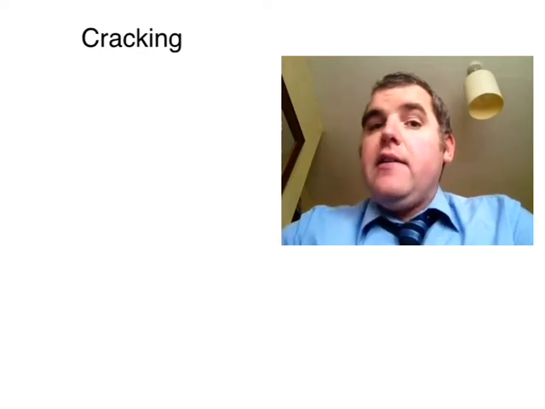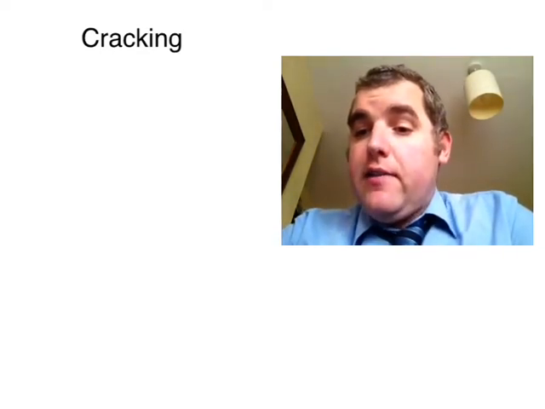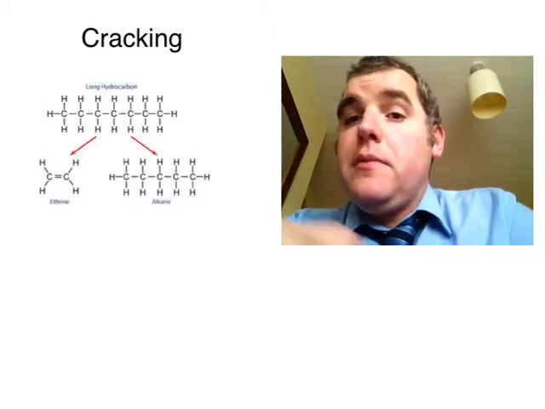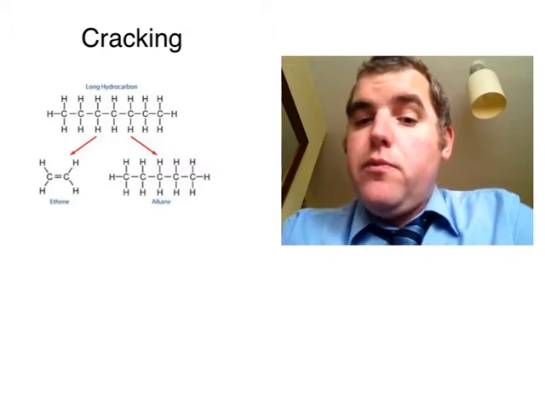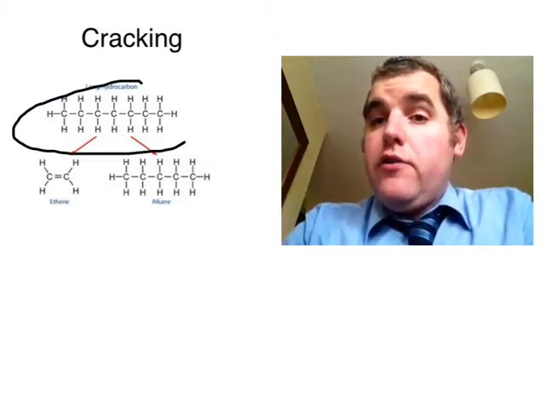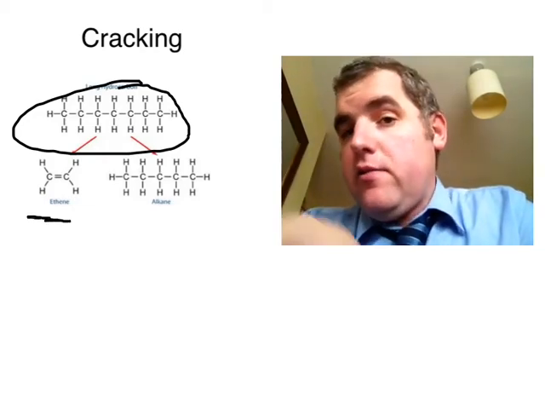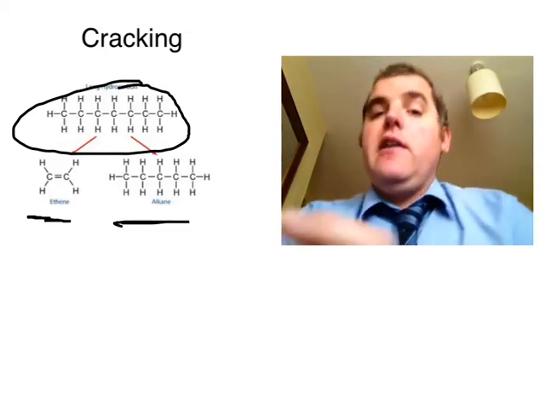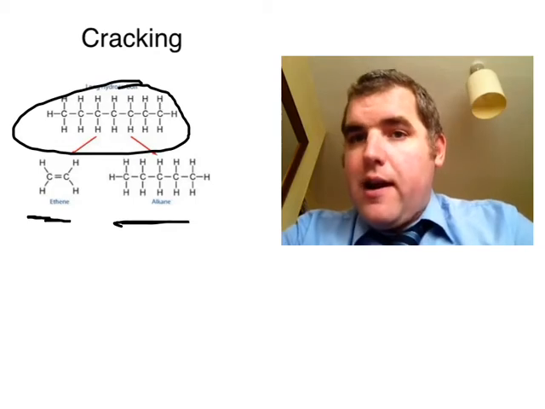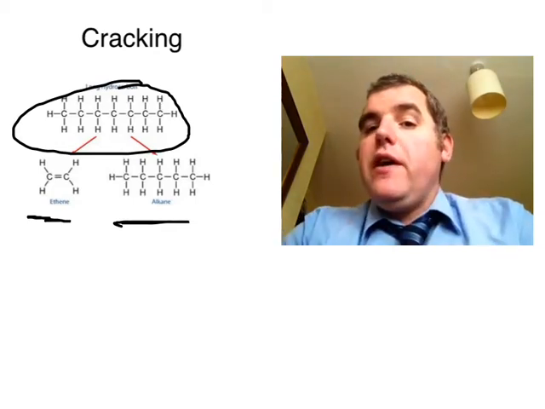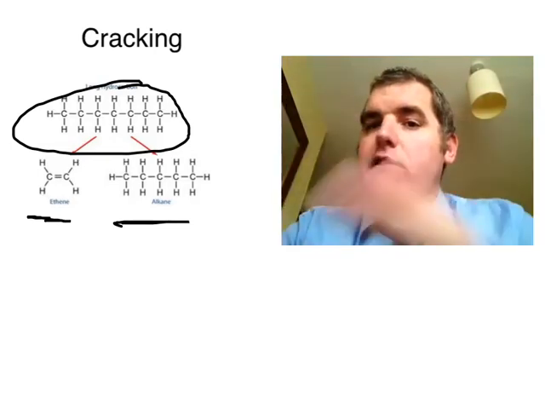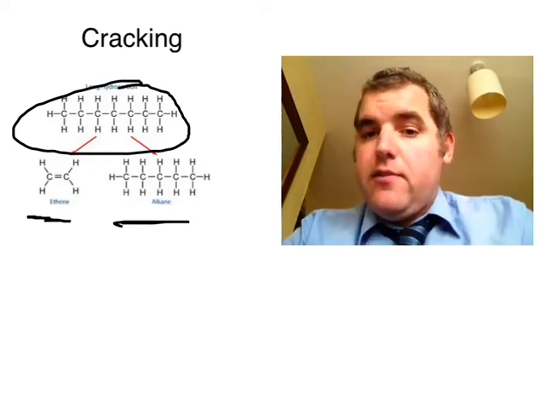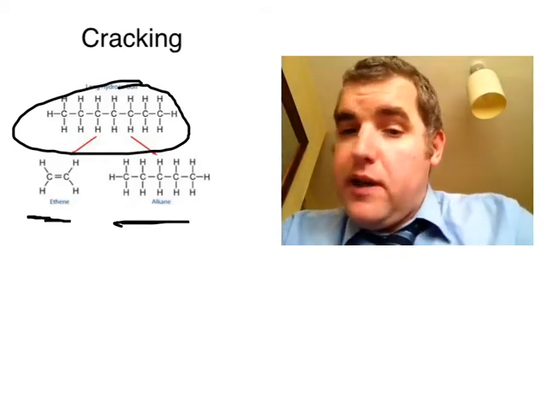Now cracking is how we actually go about doing this. Cracking takes the longer chained hydrocarbons that we get at the bottom of the fractionating column, and makes them into two smaller chains. So we've got the long hydrocarbon here, and we make a smaller one here and a smaller one here. This can be done in one of two ways: by thermal cracking or catalytic cracking. Both involve heat and a catalyst, but the temperature and the catalyst they use vary. So how do we do this? We'll have a look at that on the next page.